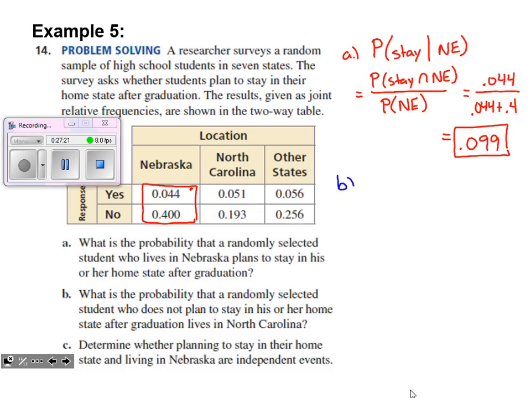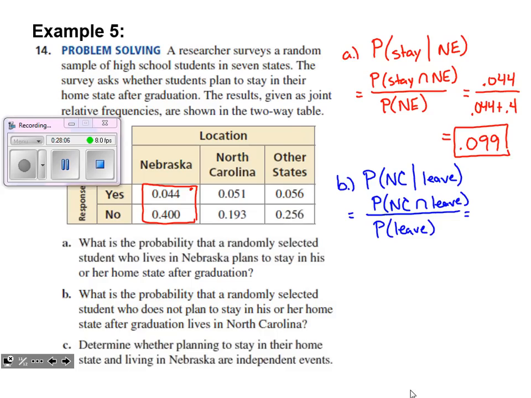Let's look at letter B. What's the probability that a randomly selected student who does not plan to stay in his or her home state after graduation lives in North Carolina? Here, we want the probability of someone being in North Carolina given that they want to leave. What that's going to equal is the probability of being in North Carolina and wanting to leave over the probability that they want to leave, regardless of state.